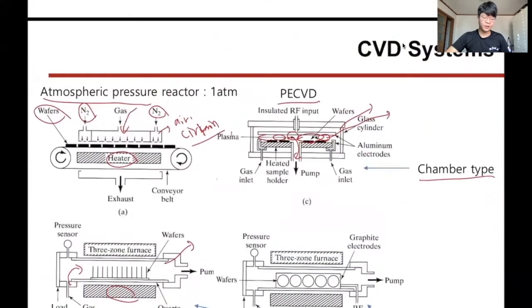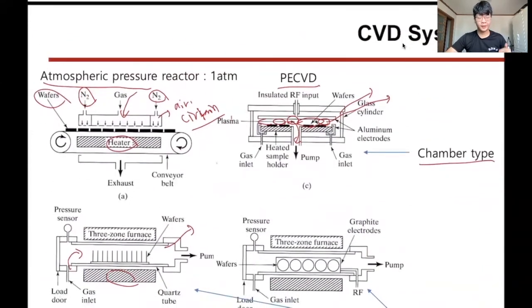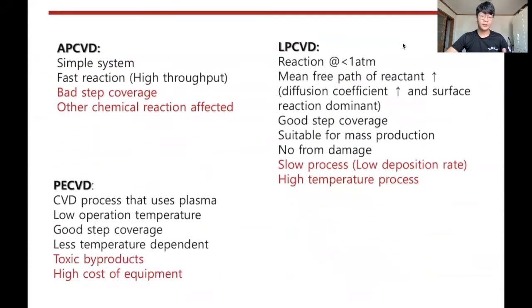The APCVD is atmospheric pressure, and then PECVD and LPCVD. As I said, PECVD uses a plasma, so it operates at lower temperatures and has good step coverage. However, it is not better than LPCVD because of the interference between the plasma ions and the reactant gas. It also has toxic byproducts, and it is very expensive to use a plasma.